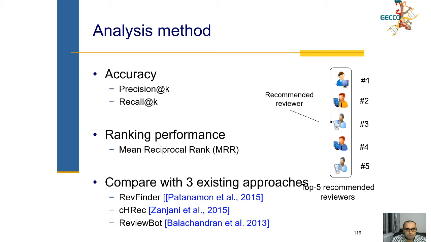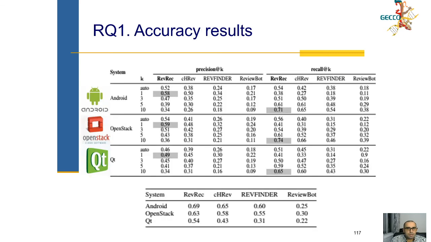We also compared our approach with three existing approaches: RevFinder, CHRev, and ReviewBot. Here are the results for the first research question in terms of precision and recall. Here we can see that RevRec provides the best results for the top K reviewers.